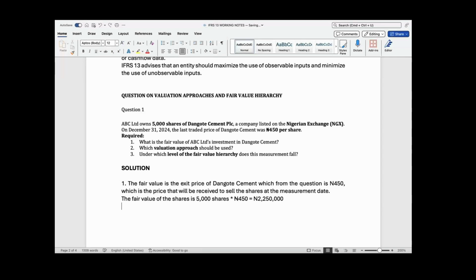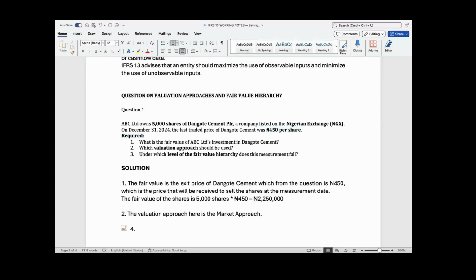So number two is asking which valuation approach should be used. Can you tell me which approach we're using here? The valuation approach here is the market approach, because we are using market information, publicly available information. So we are definitely using the market approach.